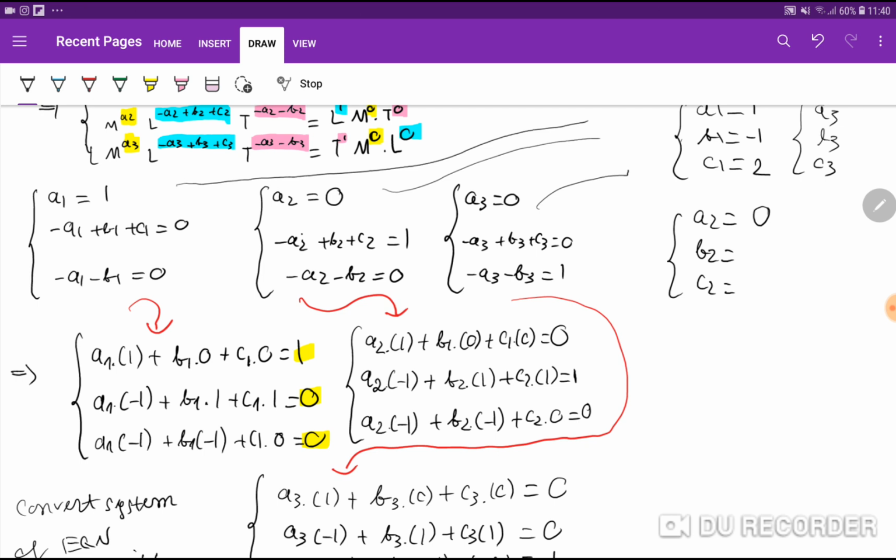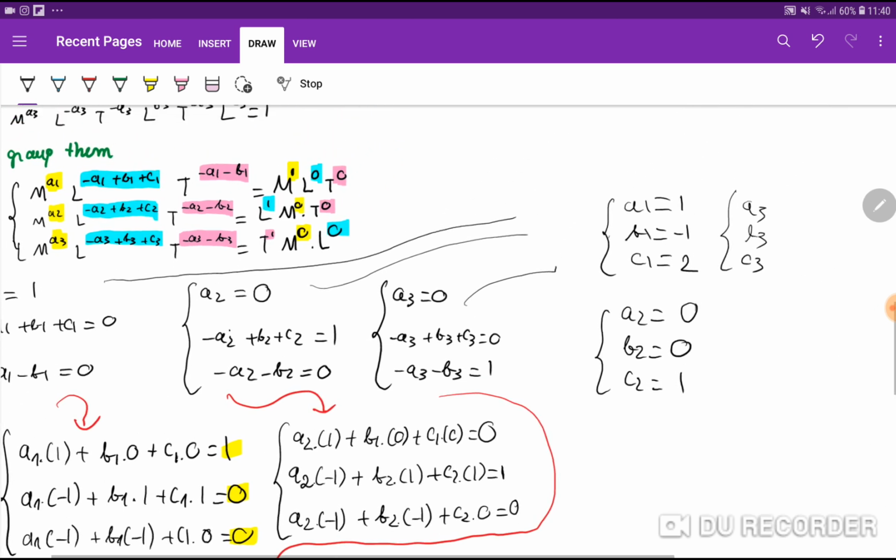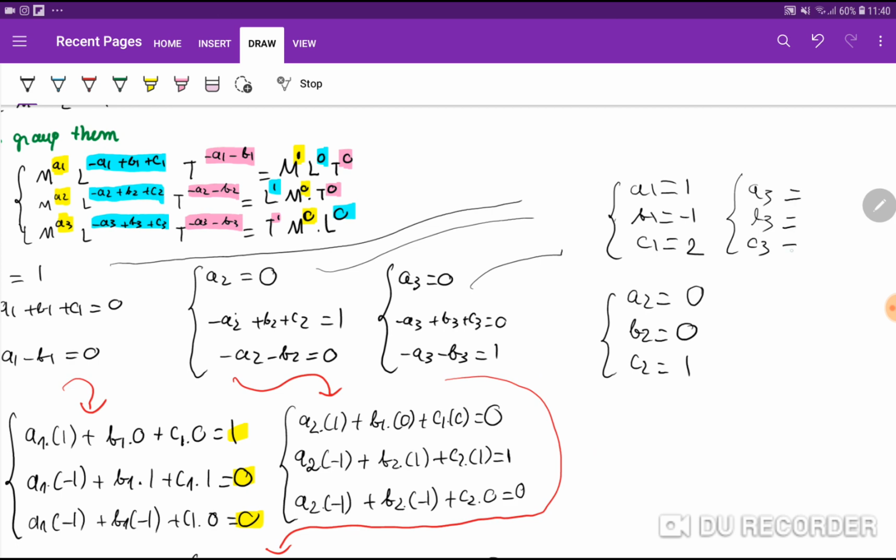You get 1 0 0, 0 negative 1 1, 1 1 negative 1, negative 1 0 0. Let me check again. It's kind of weird. Oh yeah, it's 0 0 1. So B2 is 0, C2 is 1. Now A3 B3 C3, what's that? Solve with me.